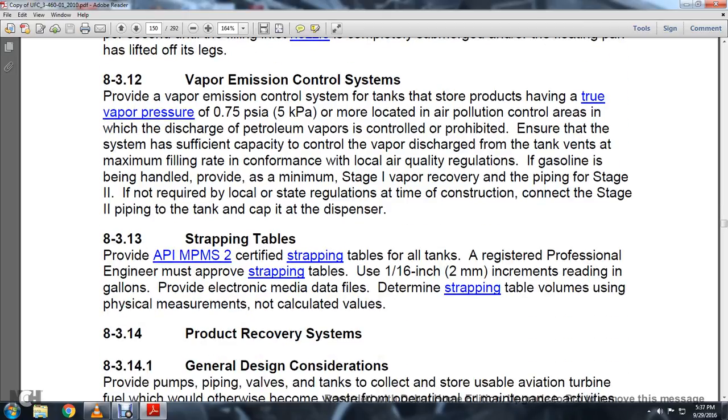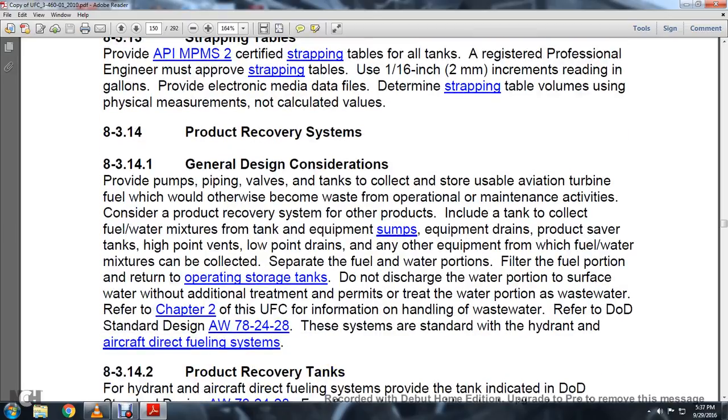8.3.13 Strapping tables: provide an API MPMS 2 certified strapping table for all tanks. A registered professional engineer must approve the strapping tables. Use 1/16-inch increment readings in gallons. Provide electronic media data files. Determine strapping table volumes using physical measurements, not calculated values.